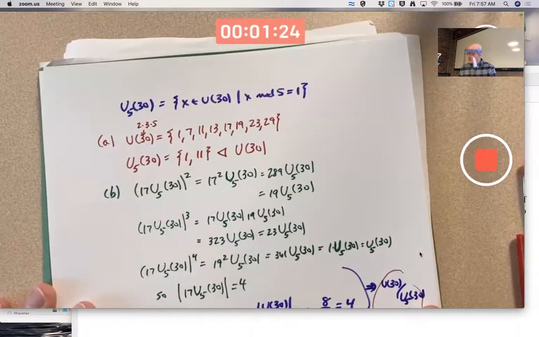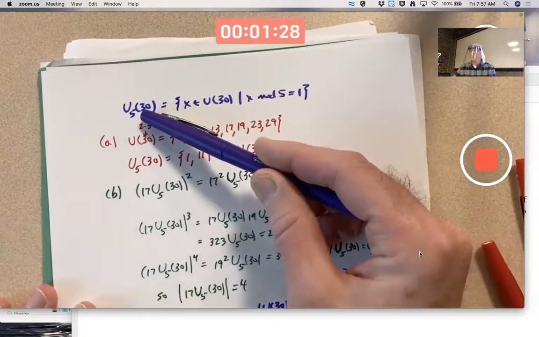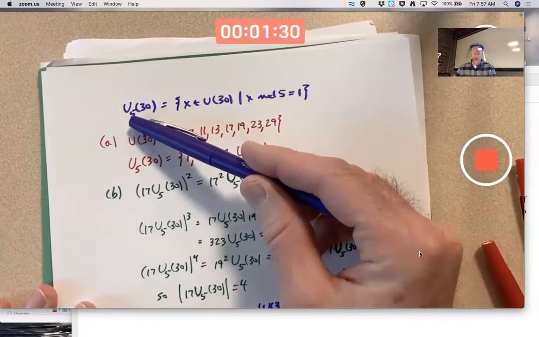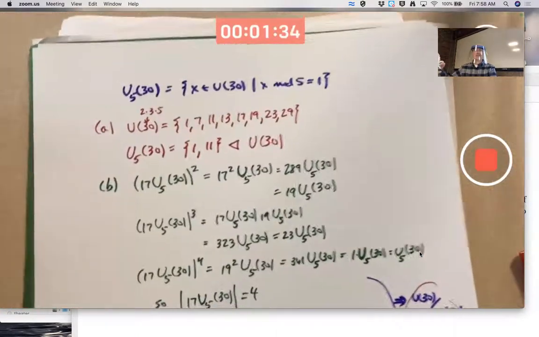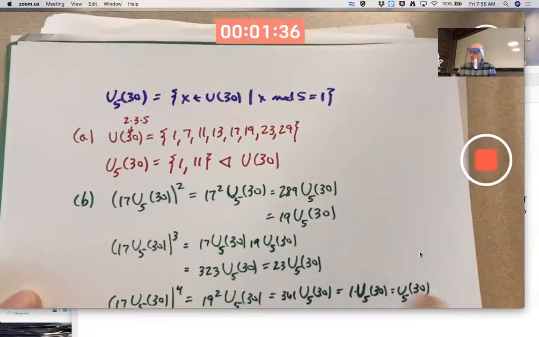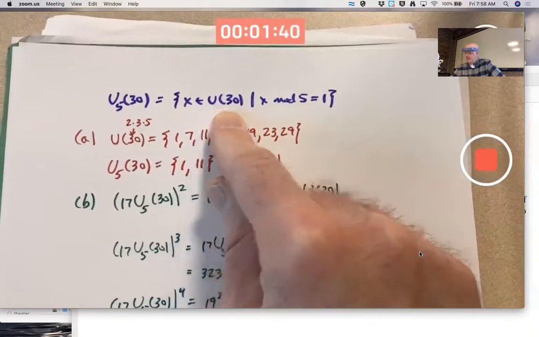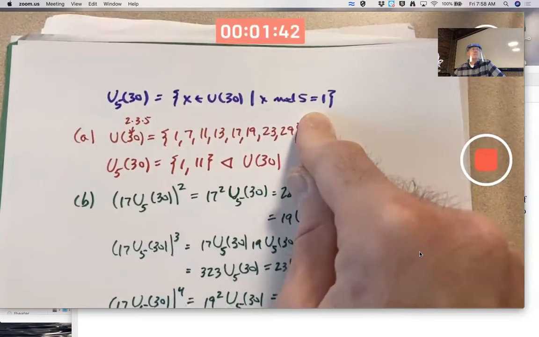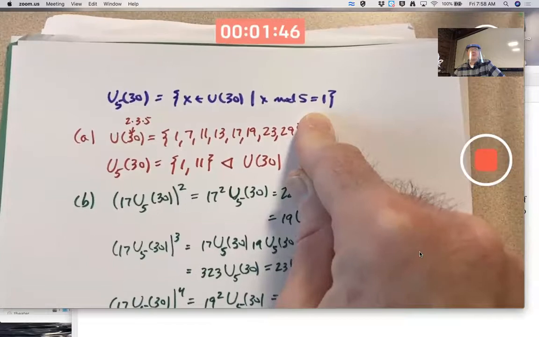So the problem starts by saying, consider this U group. Well, when we have a subscript there, it's really a subgroup of U30. It says here, it's all the elements in U30, where when you mod by 5, you get 1. Okay, you've read about this. It turns out this is a subgroup of U30.